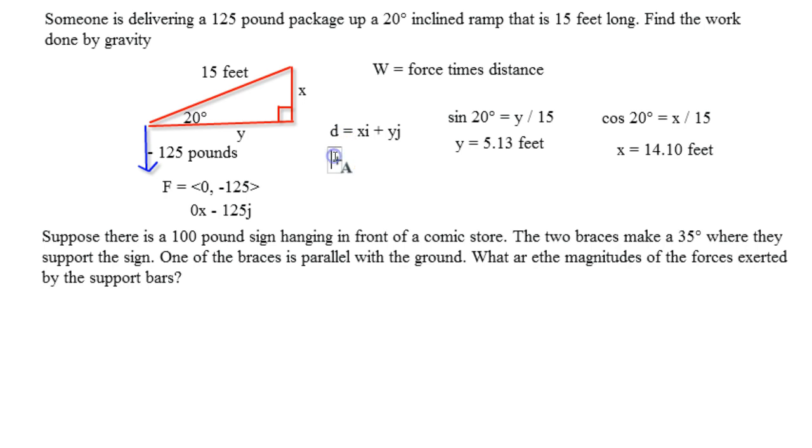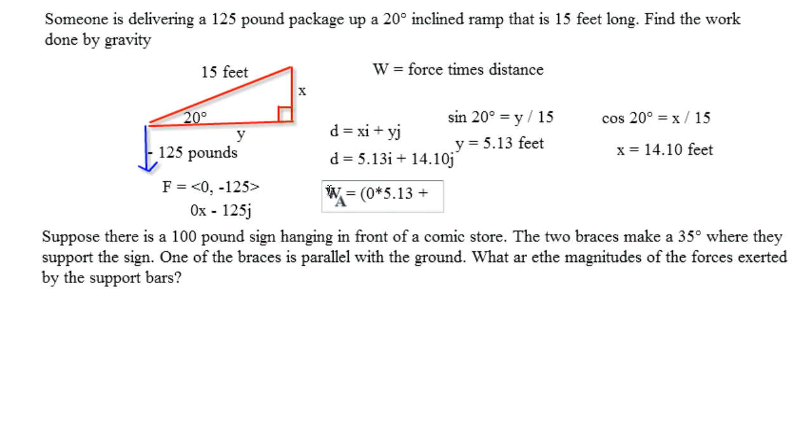So I'm going to represent distance as 5.13 I plus 14.10 J. And obviously if you represent it as a unit vector, you don't need to put in the actual parts. Now when I do the dot product, it's going to be work equals parentheses 0 times 5.13, which makes sense because I'm not really doing any work over a horizontal distance. There's no force. It's just pulling down.